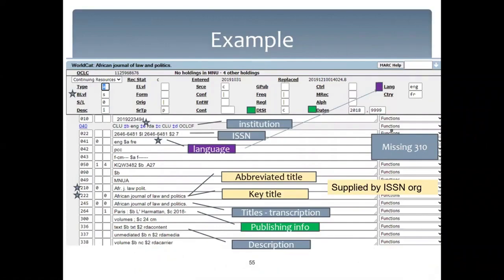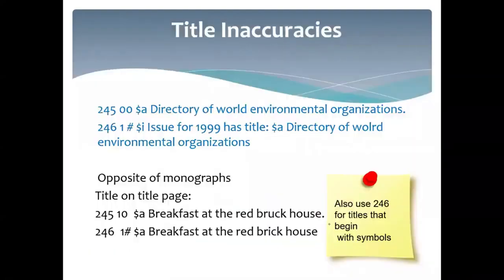Again, this is print, so there's our text and mediated and volume. So what do you do with title inaccuracies? This is the opposite of monographs, and I'll explain why in a minute. So the title on the title page, 245, is Breakfast at the Red Brick House. You like my example? I've been using it for a while. So that's what it said on the title page of that book.